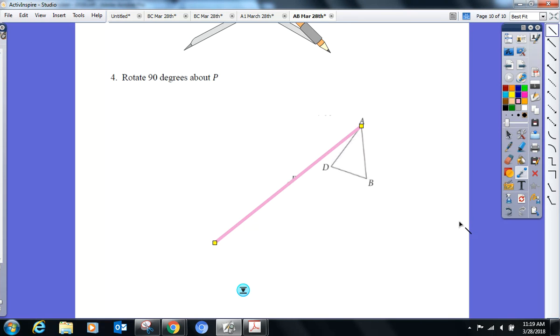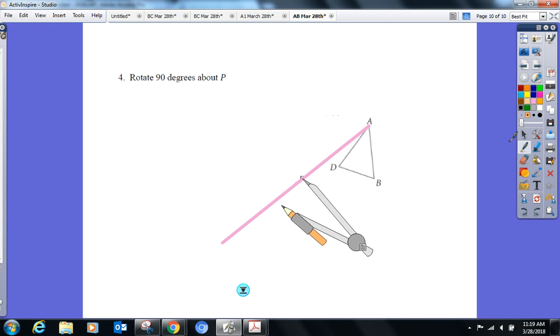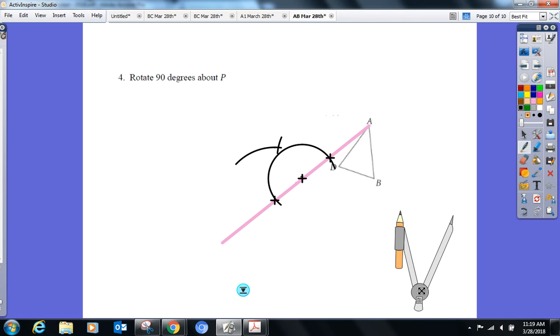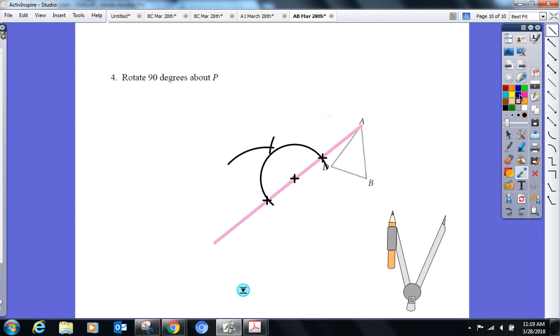So where do I put my compass? On point P. Make an arc that intersects in 2 spots. Open up your compass or close it or keep it, doesn't matter. Go to each point of intersection now. Then you have your perpendicular line.